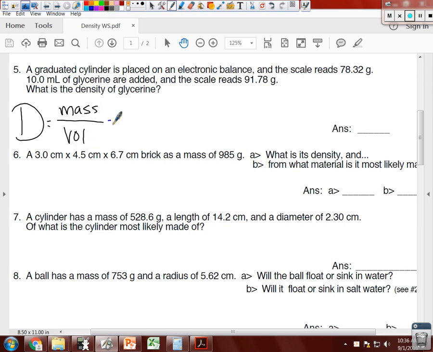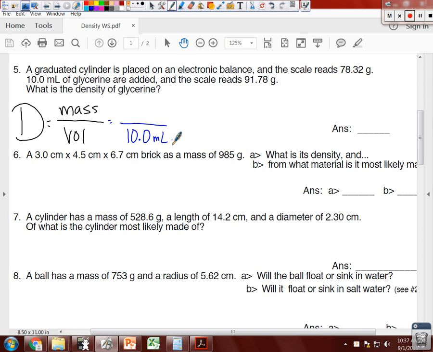My next question, is there anything in the data part of this question that I can use right now as is? Very good. And where am I plugging it in? On the bottom for volume. So I've got 10.0 milliliters. Now here's the next part.